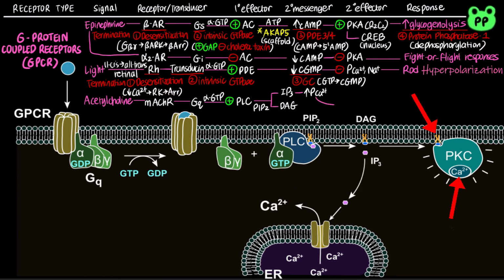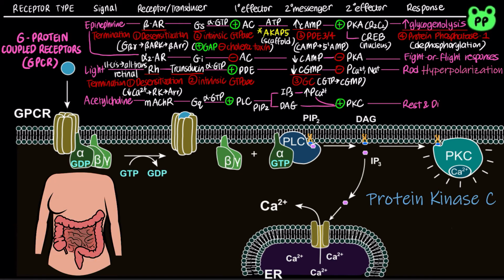Both calcium and diacylglycerol serve as second messengers and activate protein kinase C, abbreviated as PKC. There are several isozymes of PKC, each with a characteristic tissue distribution, target protein specificity, and role. The PKCs activated by acetylcholine phosphorylate target enzymes and generally play a role in the parasympathetic nervous system, triggering rest and digest responses such as stimulation of digestive juices and gastrointestinal motility.